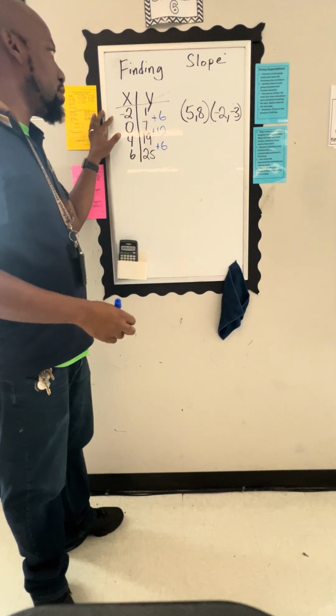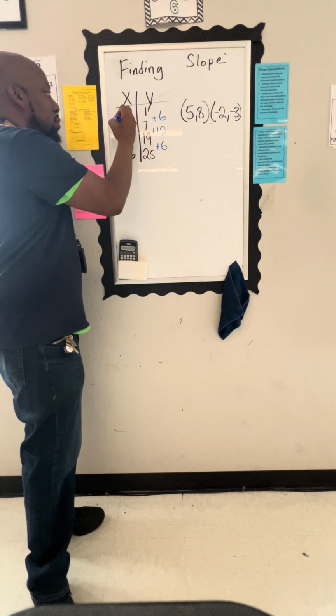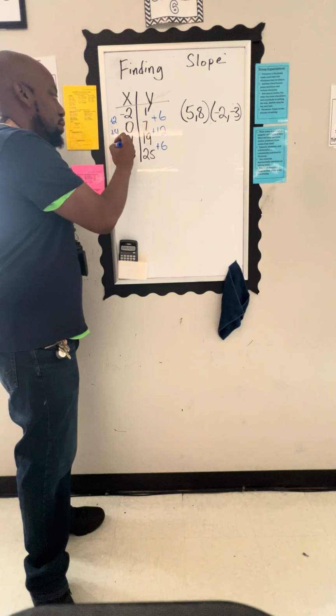Now let's look at our x values. From -2 to 0, that is a change of plus 2. 0 to 4, plus 4. And 4 to 6, plus 2.